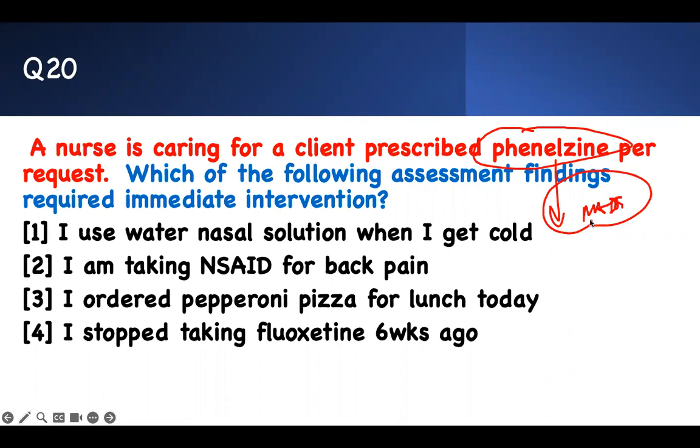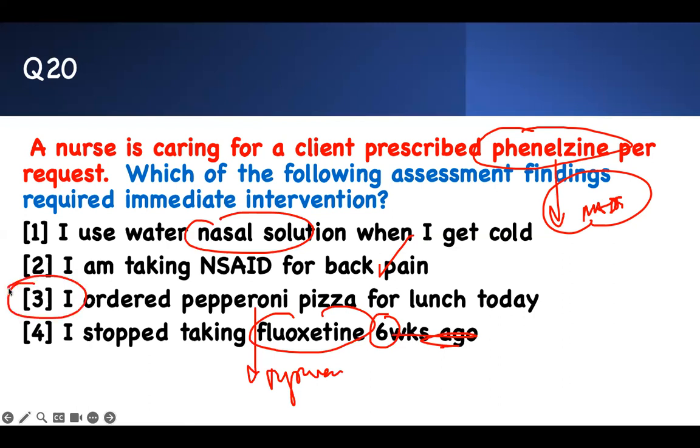You have to avoid nasal decongestants. You have to avoid tyramine products. So that's the key. "I will use a saline solution when I get a cold." Yes, when you get a cold, I don't want you to use nasal decongestants. Just use saline. I'm good. "I take an NSAID for back pain." No problem. "I cannot eat pepperoni because it has tyramine in it." So you should avoid tyramine. "I should stop taking my SSRI," otherwise you get serotonin syndrome, at least 6 weeks. So this is good. So which of the following findings requires immediate intervention? Well, you can't eat pepperoni.